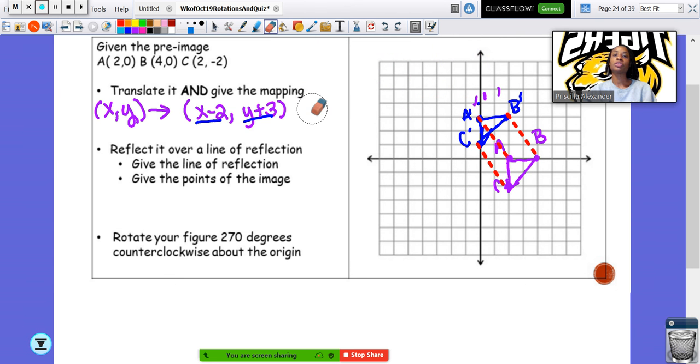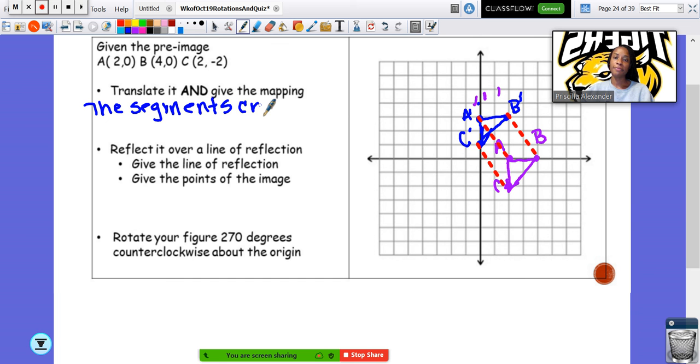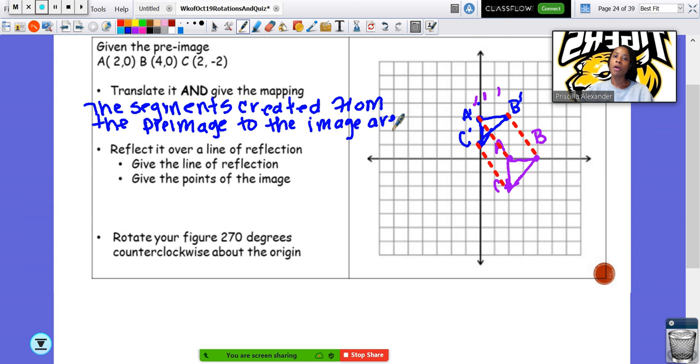So when you have a translation, which means to slide, here's what happens. The segments created from the pre-image to the image are always perpendicular. I'm sorry, not perpendicular, but parallel.